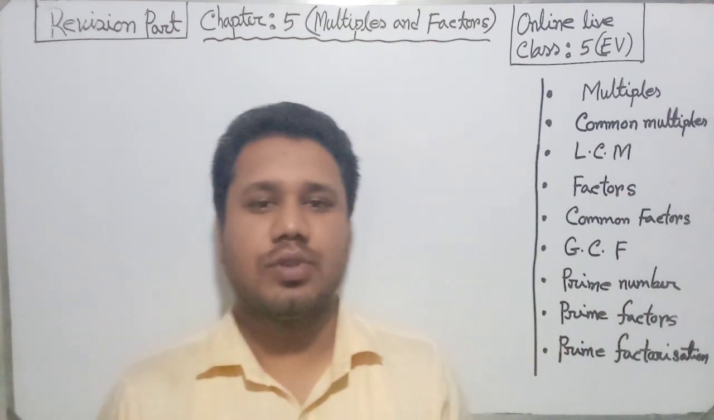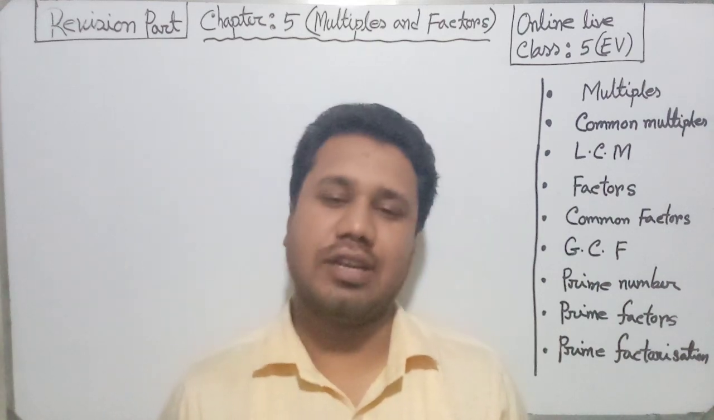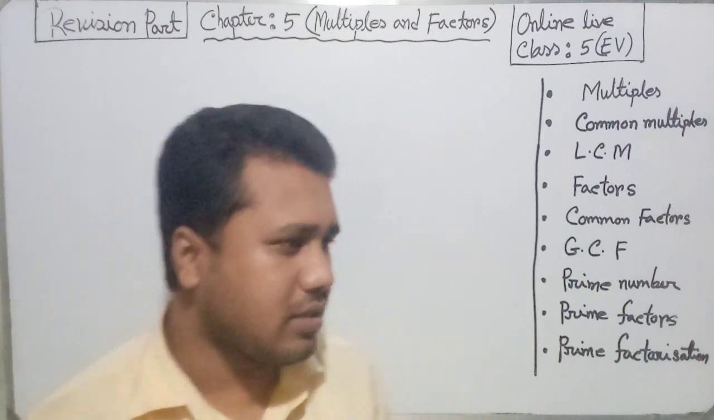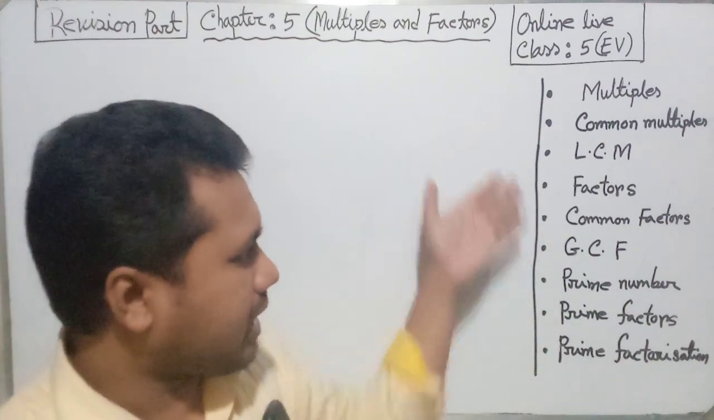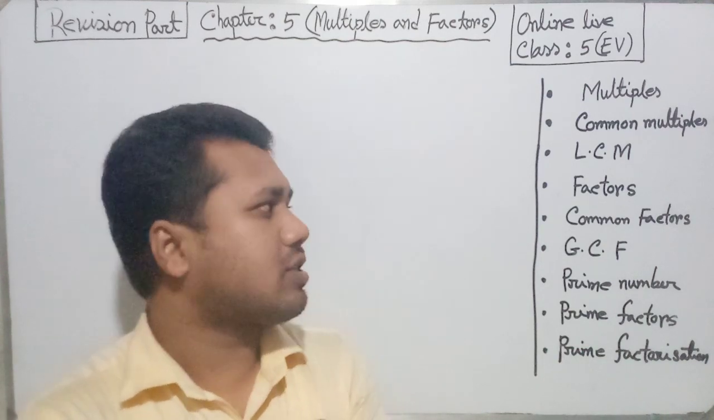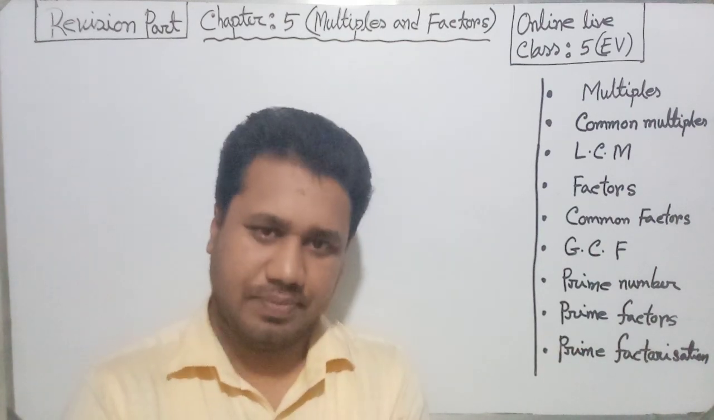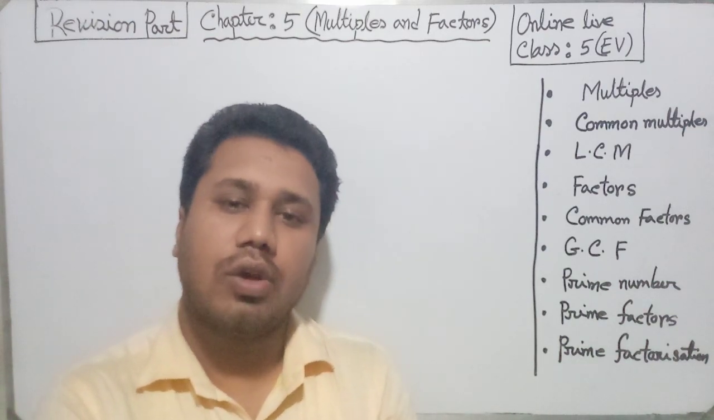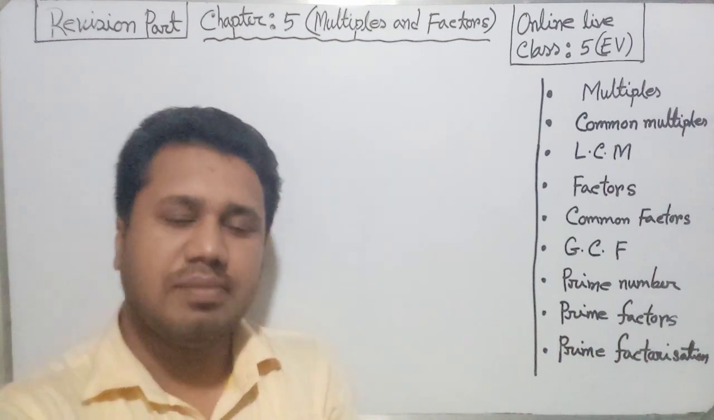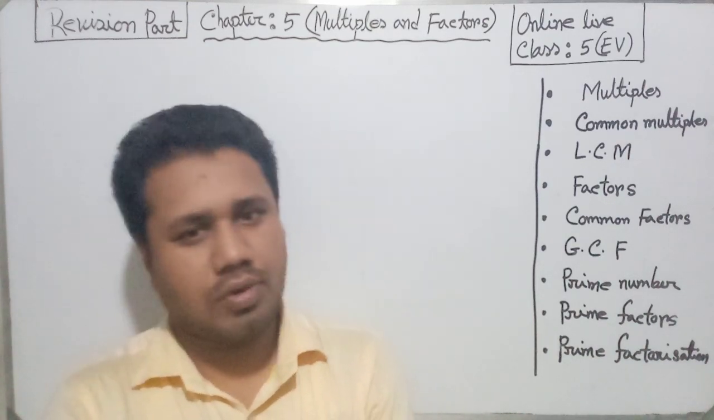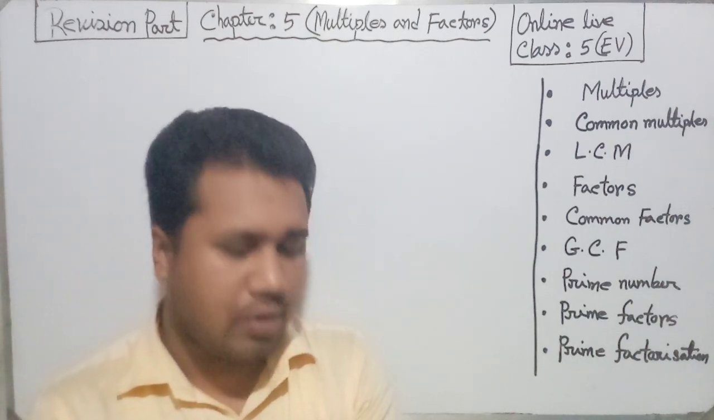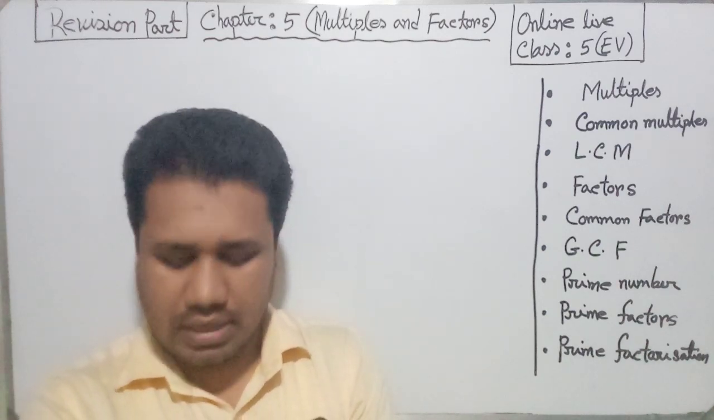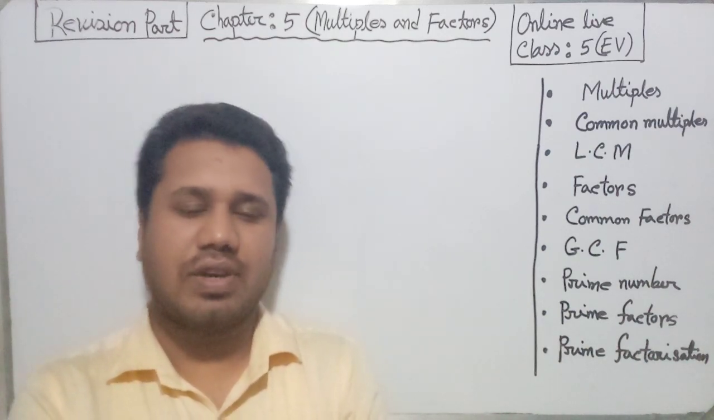Dear students, today we will discuss chapter 5. The title of chapter 5 is multiples and factors. You can see that I have already written some topics, and we will discuss these topics in detail today. First, multiples, then common multiples, LCM, factors, common factors, GCF. Then we will discuss prime numbers, prime factors, and our last topic, prime factorization.